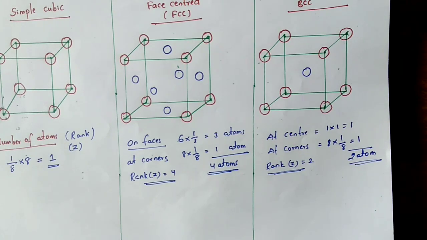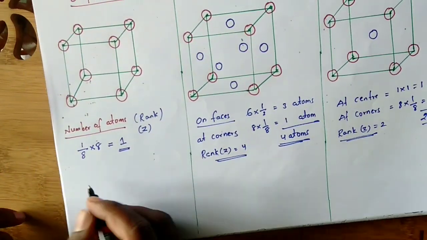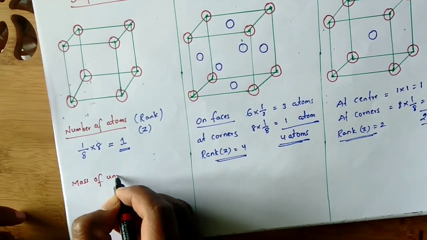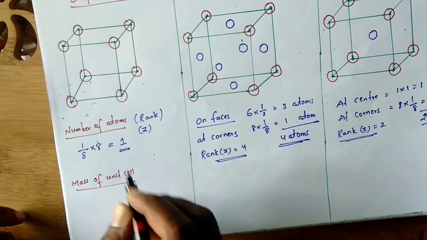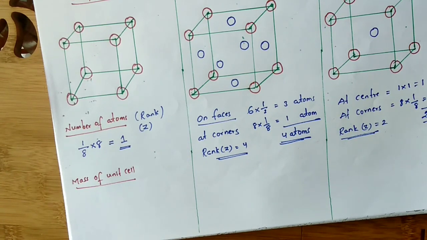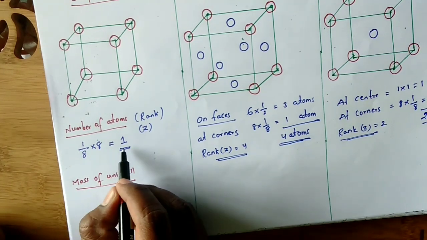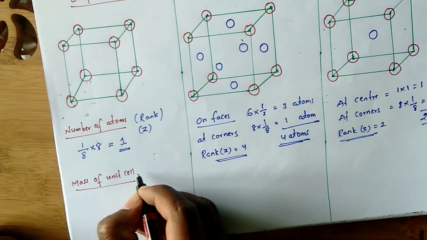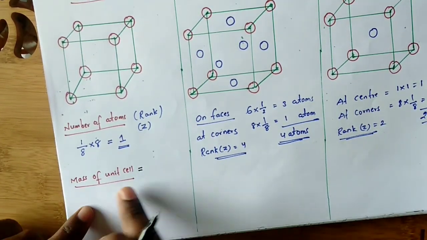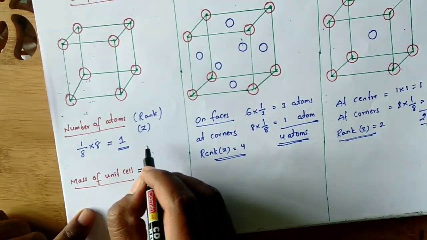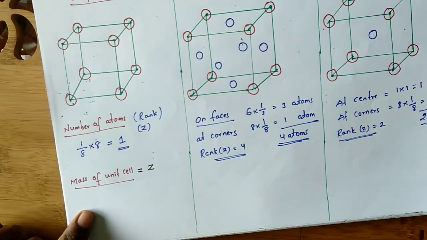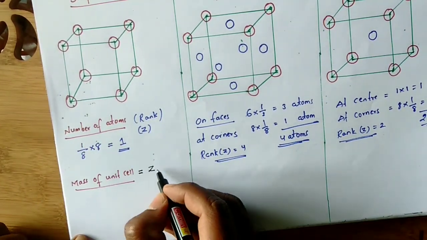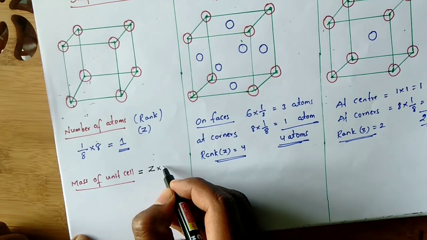Clear? Right. Let's find the mass of the unit cell. How to find the mass of the unit cell? Here, it is the total number of atoms into the mass of one atom. So mass of unit cell is equal to number of atoms, meaning Z, because Z indicates the total number of atoms in the unit cell, into the mass of one atom.